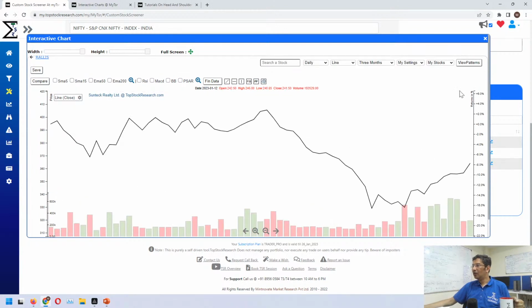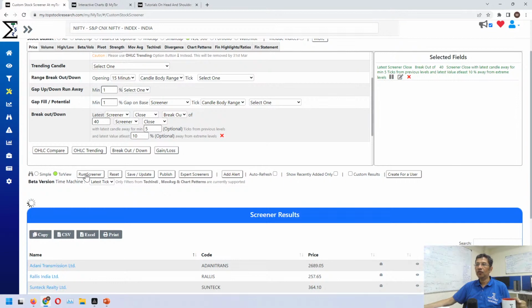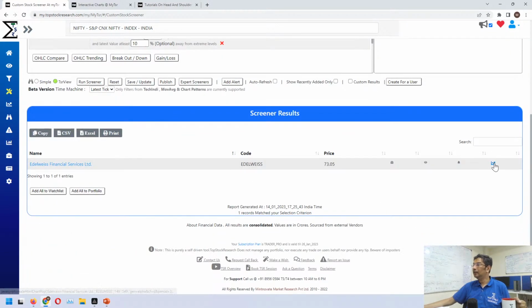Feel free to add volume. So what it does is, it will not find the last high, but it will find the last 20 ticks. You can change it to last 40 ticks also. It should give you results, right? One result is there.